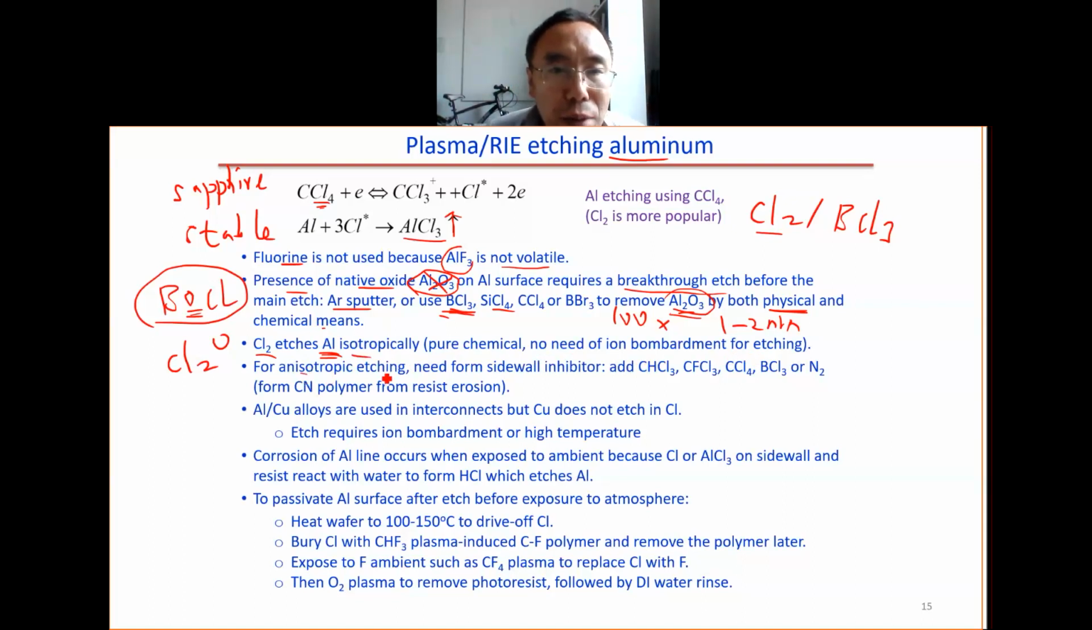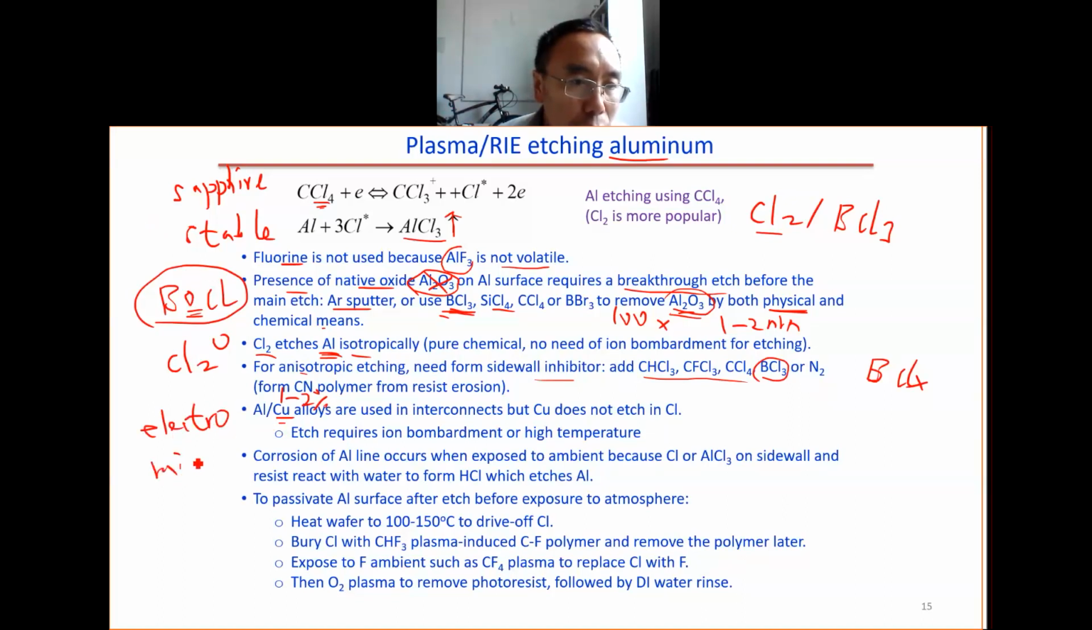If we want anisotropic etching, we need side wall protection. So we need to add those gases for the side wall protection. For example, as we said, it may form BClx on the side wall. For the IC, normally we add 1 or 2% of copper into the aluminum because the copper will reduce what is called electromigration.